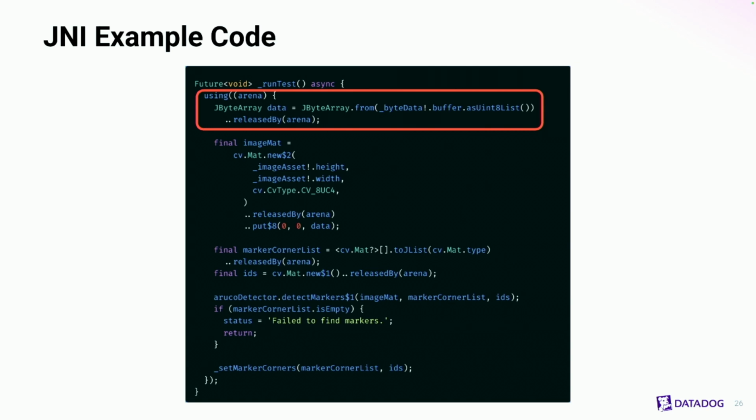So one of the things you'll see is I'll use the arena, and then you'll see these releasedBy calls scattered throughout the code. This is saying, hey, when this arena closes, release all of these objects for me because I don't need them.